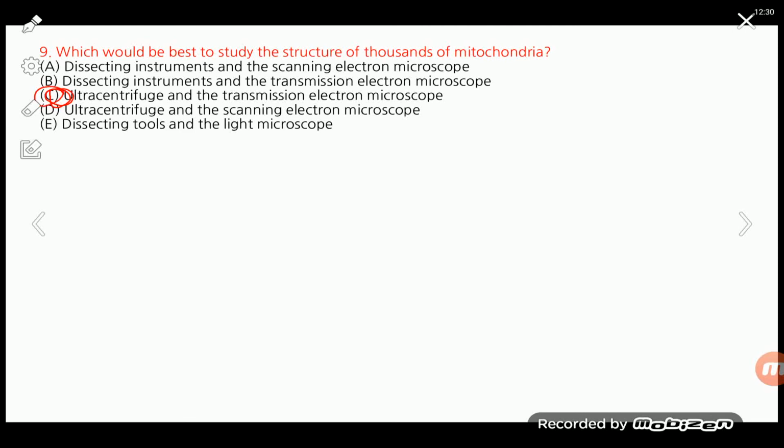Ultracentrifuge is a centrifuge that's used in the lab for separating the different organelles that we have in the cell, and each organelle has its own density. So the ultracentrifuge separates or makes layers according to their density, so that we can isolate the mitochondria, and we know that mitochondria has its own density. We can find it, and after that we can use transmission electron microscope.